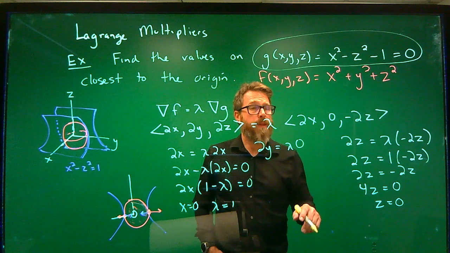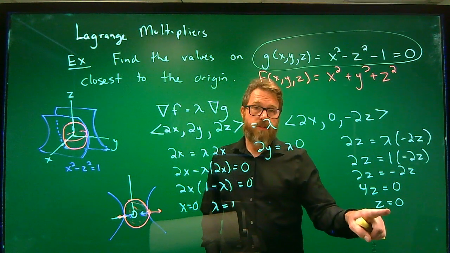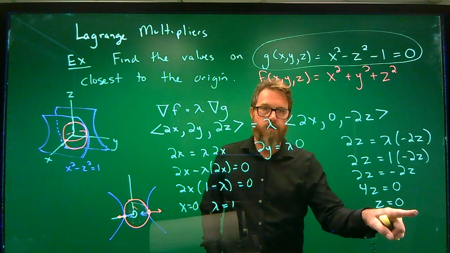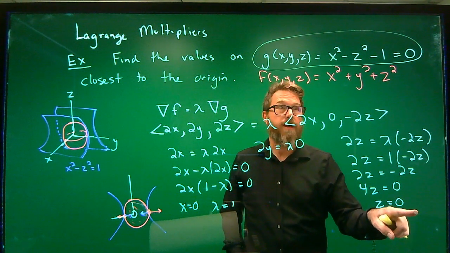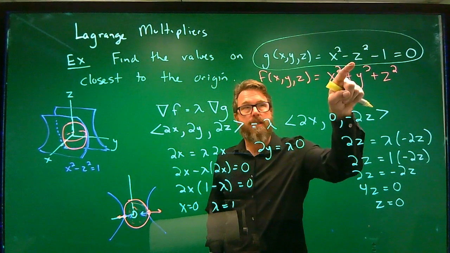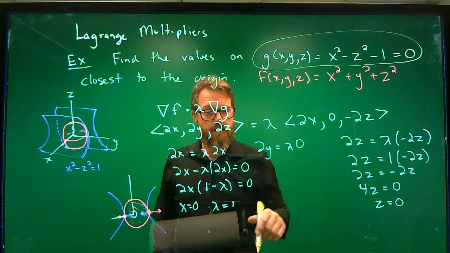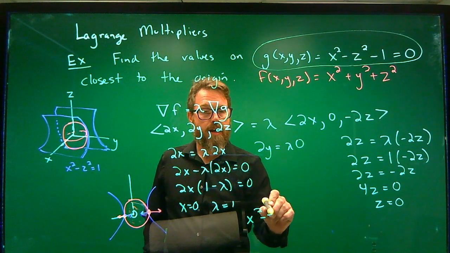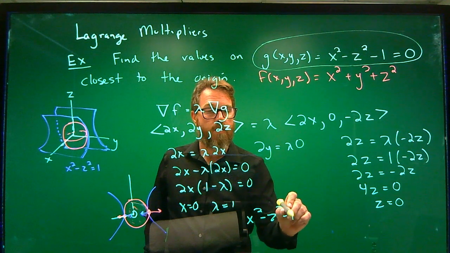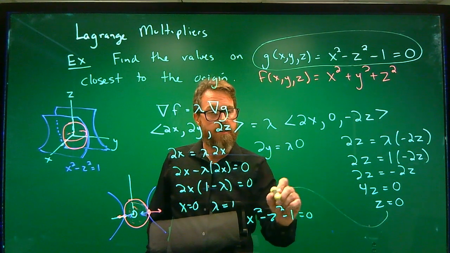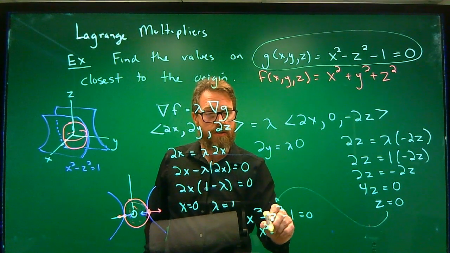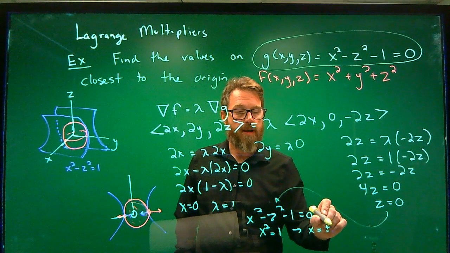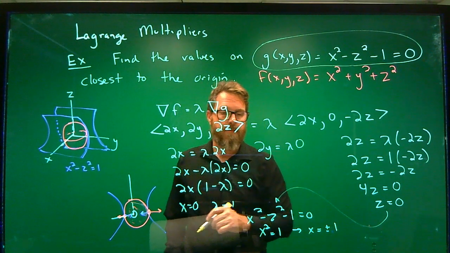All right, so this now is solved really in terms of x, it's really 0 times x. And what I now can do is plug this back into the constraint. So plugging it back in says that x squared minus z squared minus 1 is equal to 0, but z is equal to 0, so I have x squared is equal to 1, which says that x is equal to plus or minus the square root of 1, or plus or minus 1.